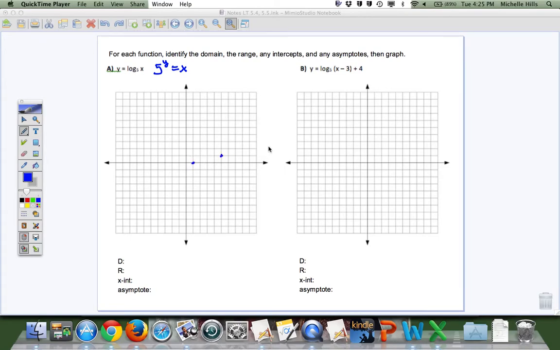2 would be 25, but that's off of the graph. If y is negative 1, 5 to the negative 1 power is 1/5. Remember, it's a reciprocal. 5 to the negative 2 power is 1/25. So what I notice is this is never actually going to cross the y-axis. It's going to get closer and closer all the time, but never actually reach it.